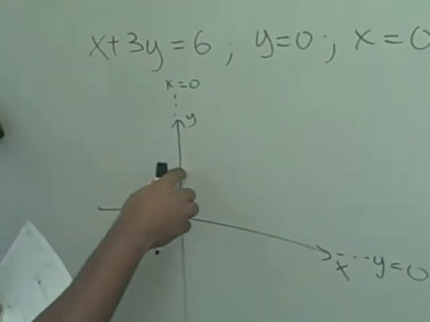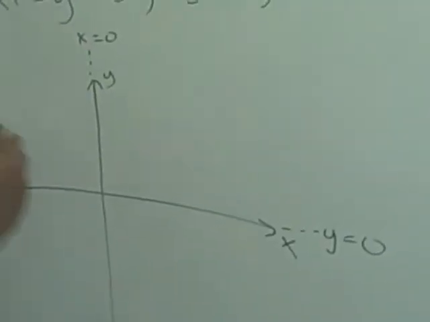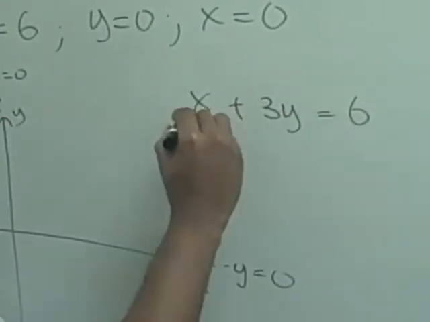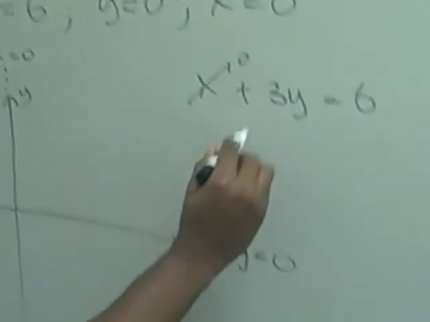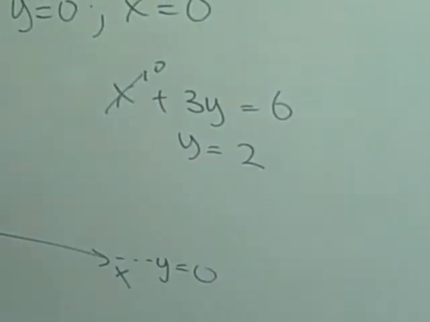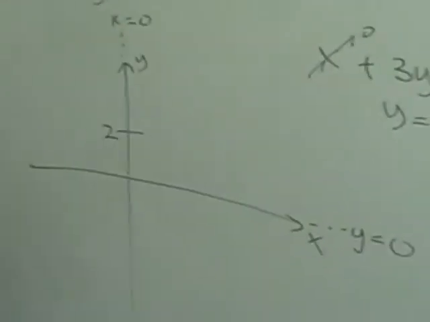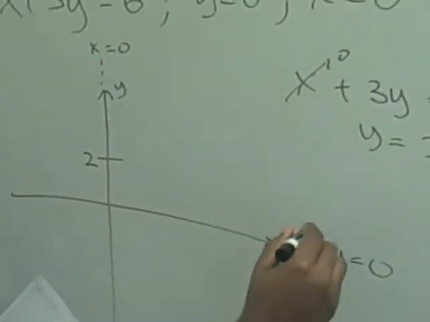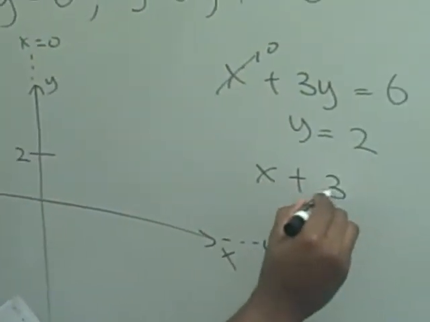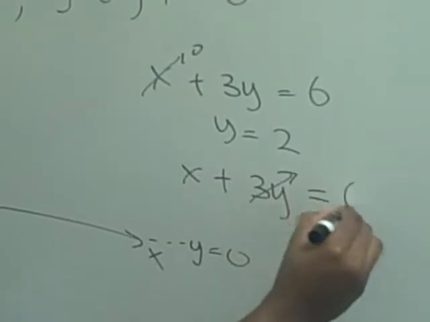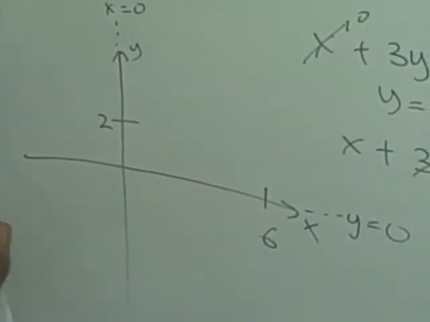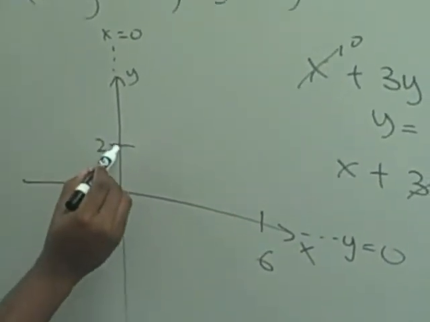To find the intercept on the y-axis, you make x 0, make this 0, and y becomes 2. So you know the graph crosses the y-axis at 2. If you want to find the x intercept, you make y 0 and you find x. So x equals 6. The graph crosses the x-axis at 6. So you draw a straight line.